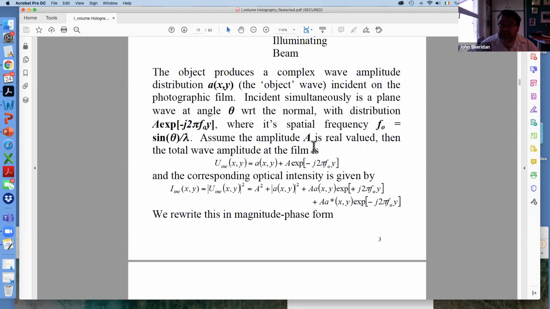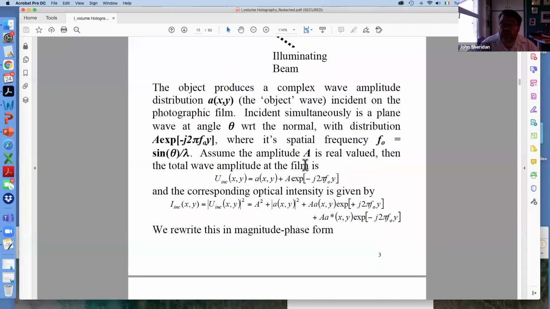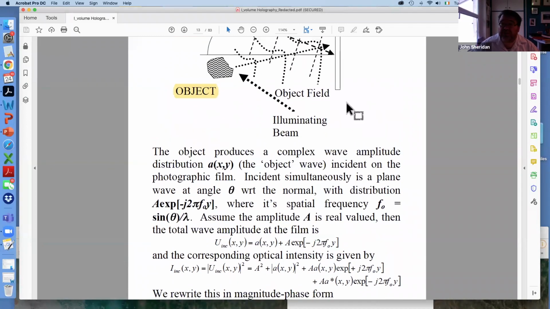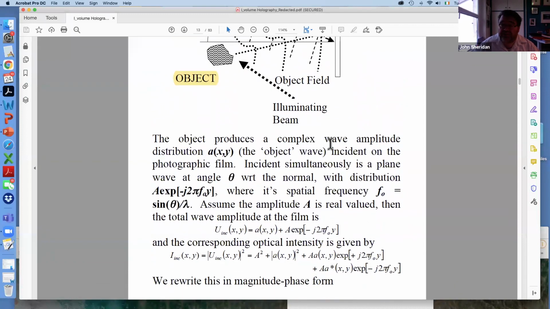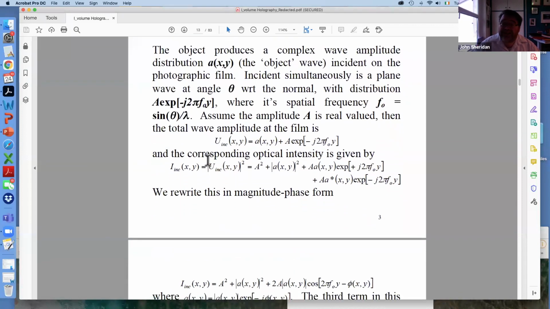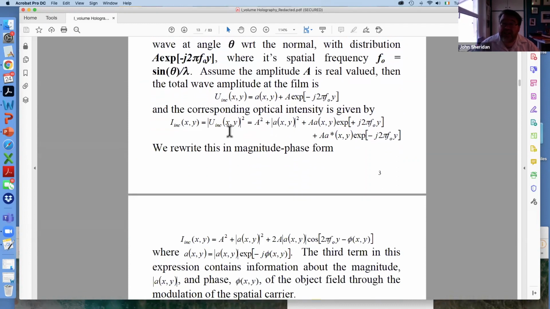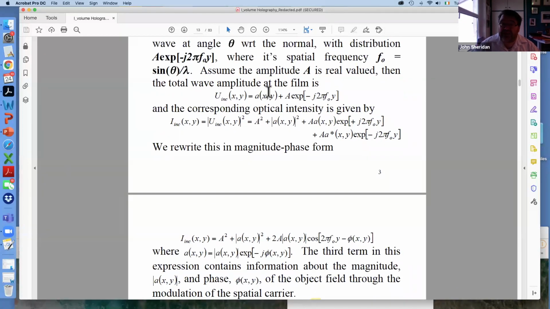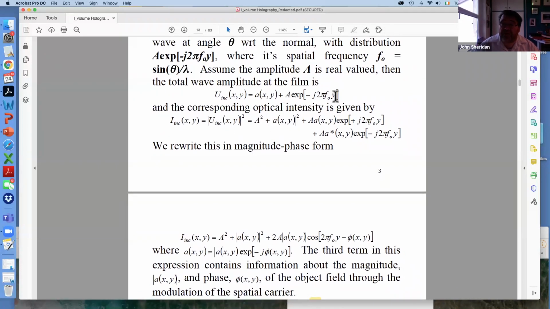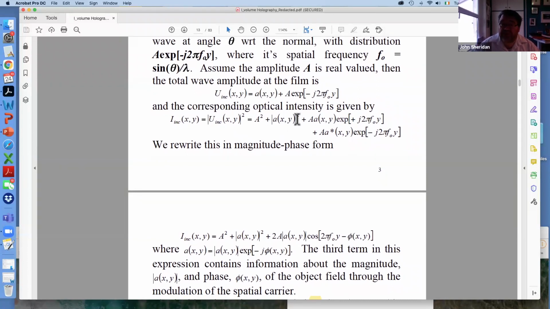Assume the amplitude A is real valued, then the total field in the plate is given by this. It's the sum of the two fields, and the sum of the two fields is what we've got in here. The intensity is the magnitude squared of this, which is going to be this multiplied by its own complex conjugate. So we have a corresponding optical intensity given by this. We have an A squared here, so we have this multiplied by its own complex conjugate. And we've got the object field multiplied by its own complex conjugate.